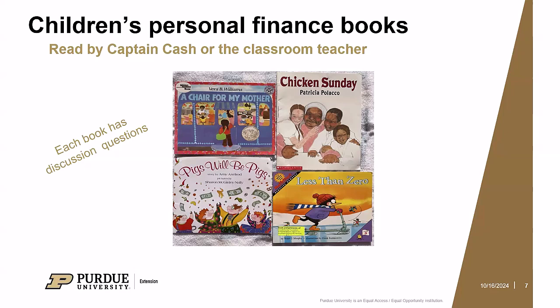The only book that I could not find in Spanish was Less Than Zero. Actually, I did find a copy of it in Spanish, but I would have had to purchase it overseas and it would have cost me $75, and I didn't feel that was going to work too well. Each of these books also has discussion questions that can go along with the book as it is read to the class. And then we also added the CFPB's Money Monsters books.